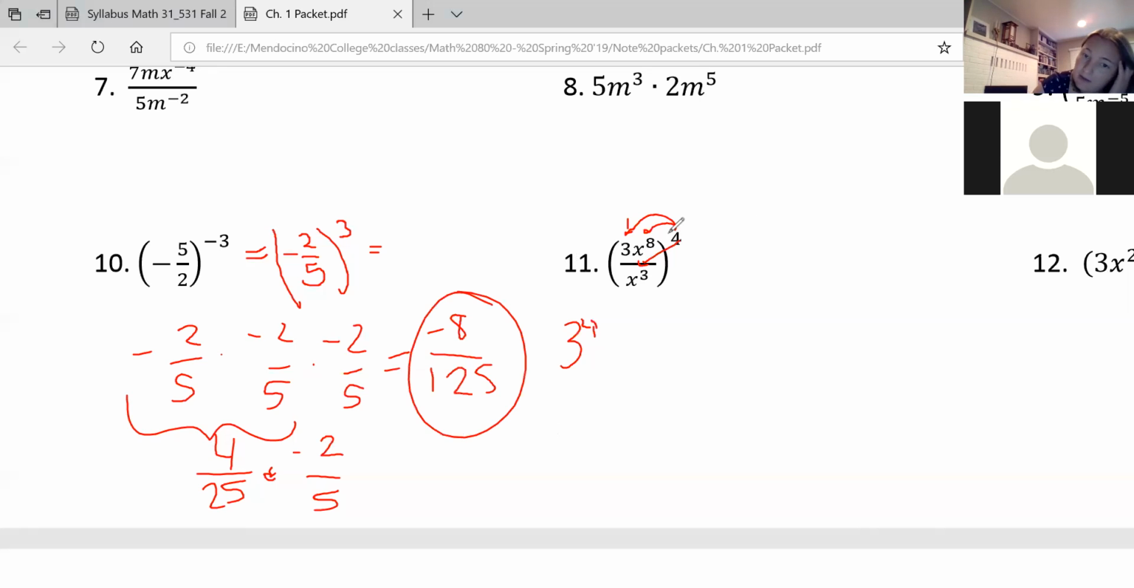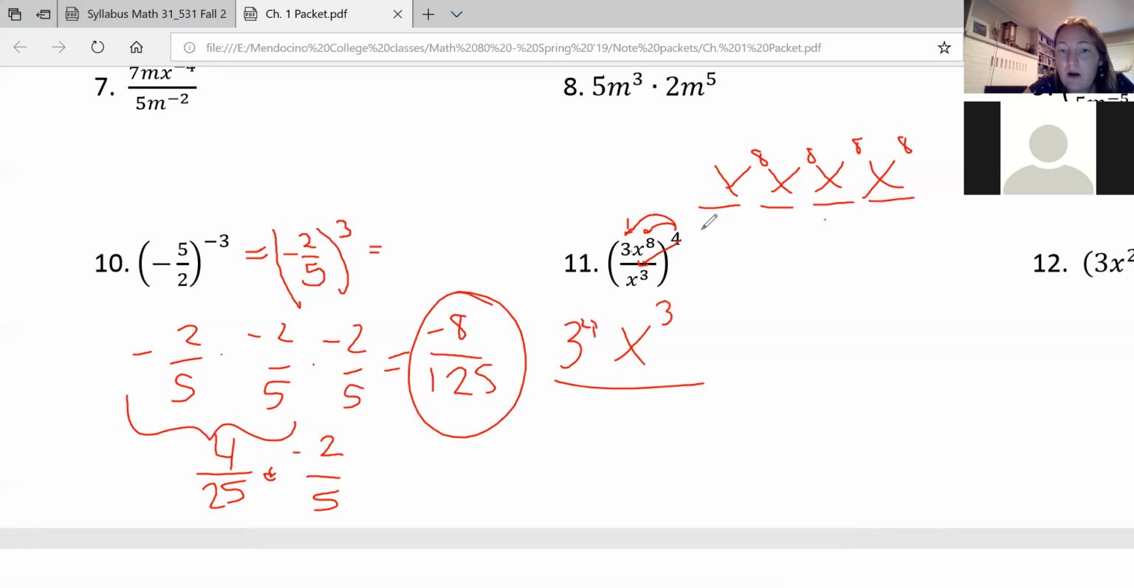And the last one here, 11, just realize that, again, this is 3 times x to the 8th. And so the 3 is being raised to the 4th, the x to the 8th is being raised to the 4th, and the x to the 3rd is being raised to the 4th. When you have a power to a power, essentially it's x to the 8th, 4 of those, right? If you wrote this out 8 times, this out 8 times, this out 8 times, and this out 8 times, you'd have 32 of them. So the rule is that you multiply, but you can also visually do it. I'm not going to write them all out, but you can imagine, right?